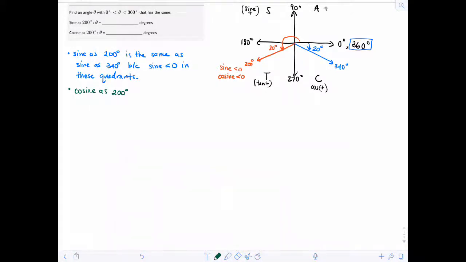So again, drawing in where we have a reference angle of also 20 degrees, right? So what would this be? Well, if we had a reference angle of 20 degrees where 200 degrees is, then 180 minus 20 degrees gives us an angle of 160 degrees. So therefore, cosine of 200 degrees is the same as cosine of 160 degrees, because cosine is negative in these quadrants.